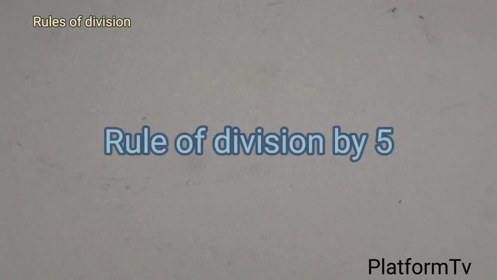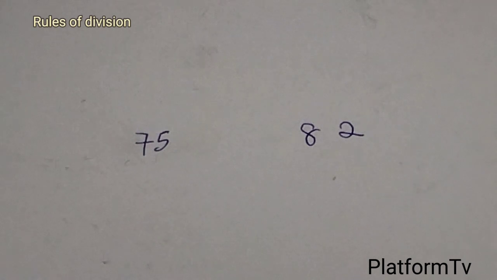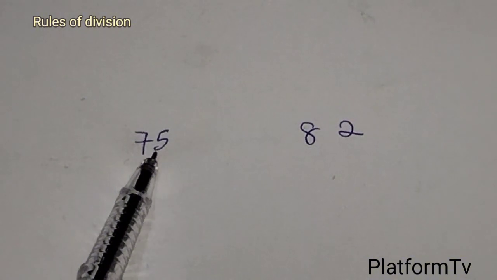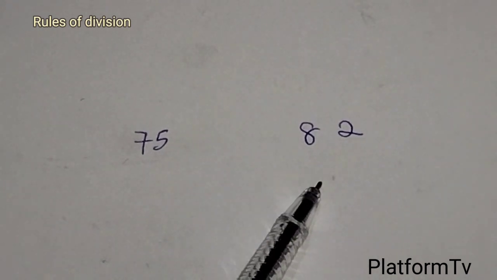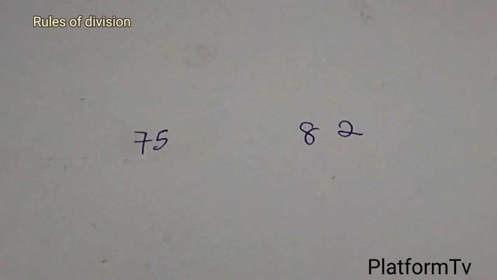When we talk about dividing numbers by 5, this is very simple and straightforward. Any number is divisible by 5 if it ends in 0 or 5. So, an example is 75. According to the rule, it ends in a 5, so it's divisible by what? 5. Or what about 82? Does it end in a 5 or a 0? No. It means that it's not divisible by 5. It's as simple as that.